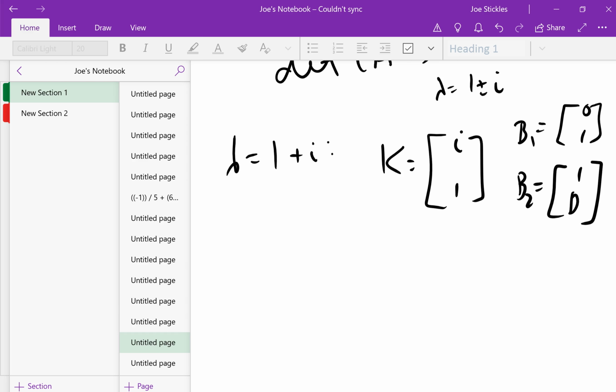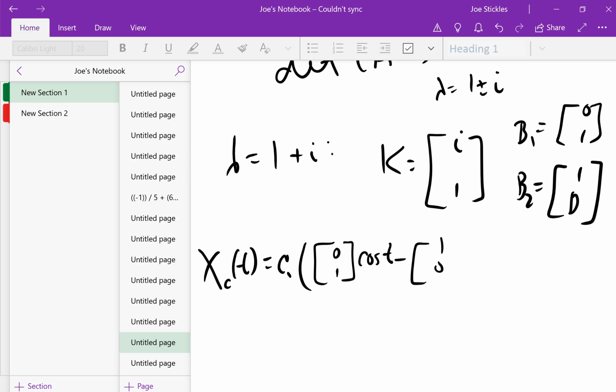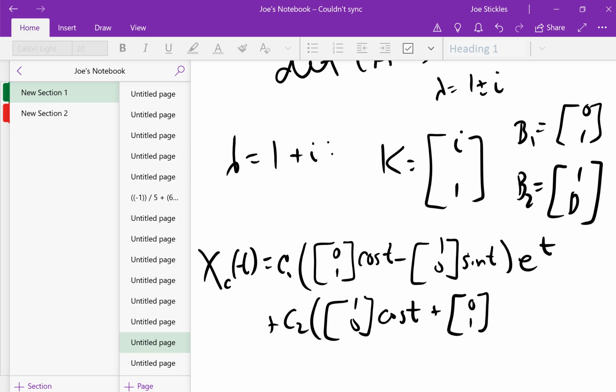So now we can use this to write our complementary solution. It will be c1 times, remember we take the b1 and the b2 multiplying by the cosine and the sine respectively, and then flip it for the second one. Make sure we have that change in sign in the middle for the first one. So this is going to be (0, 1) cosine of t minus (1, 0) sine of t, multiplied by e to the t, because remember it's e to the alpha t. Here's my alpha. And then the other one will be c2 times, we flip-flopped, (1, 0) cosine of t plus (0, 1) sine of t, times e to the t.